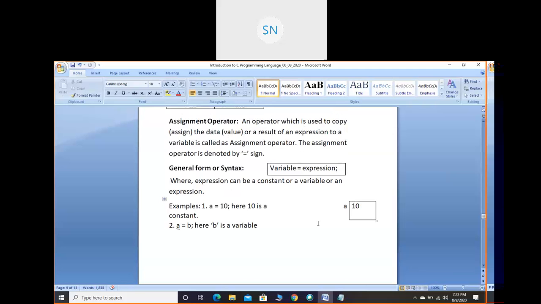If you copy the notes, after that we'll continue.